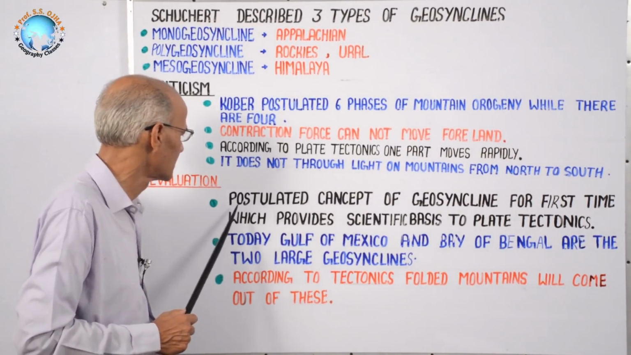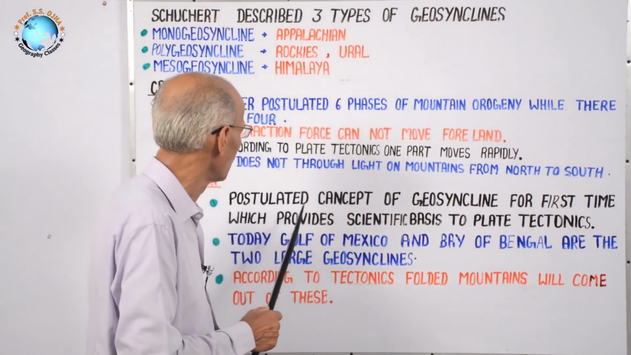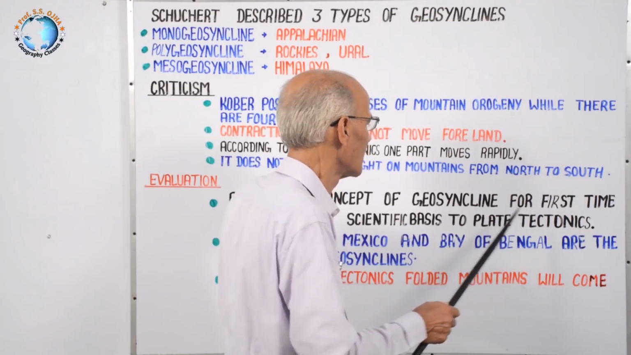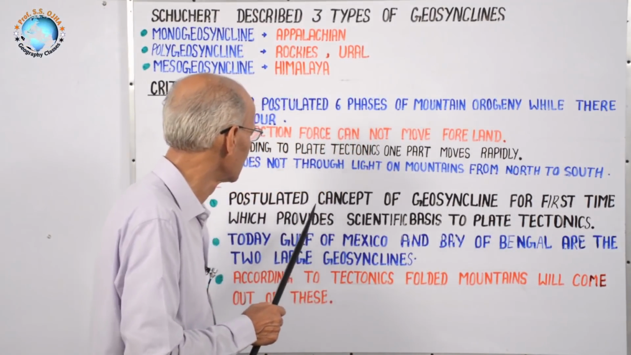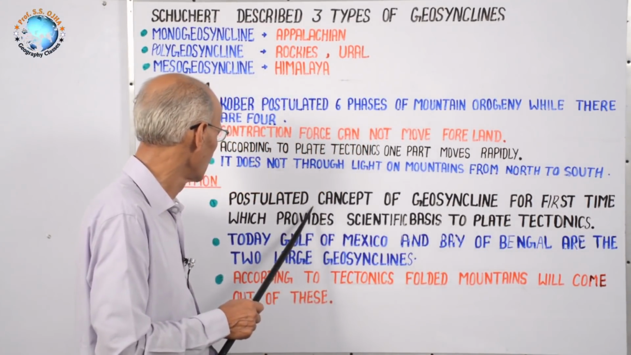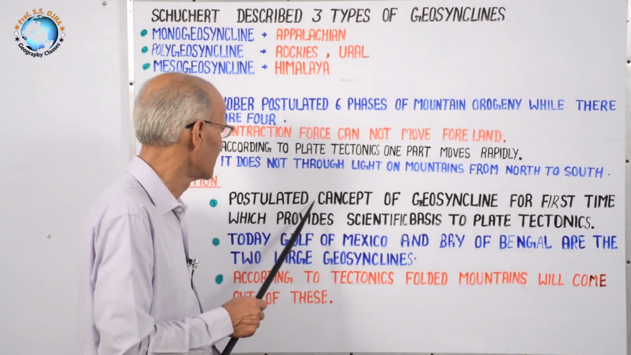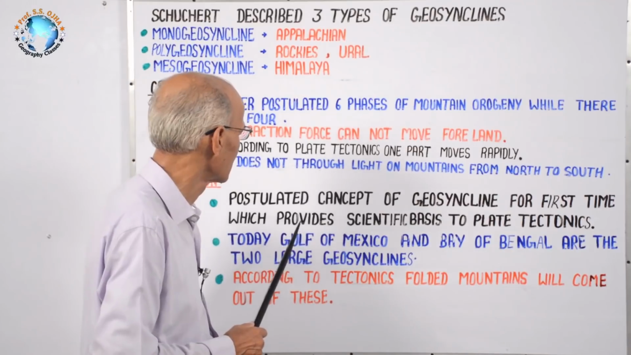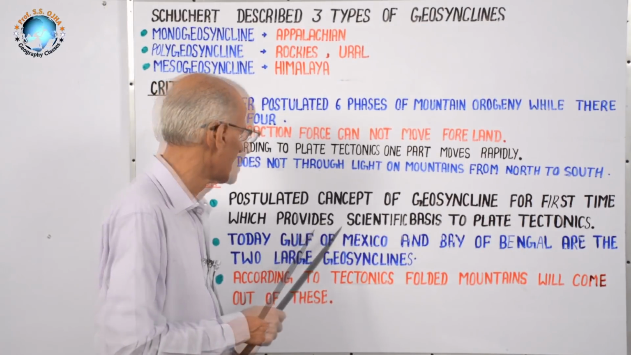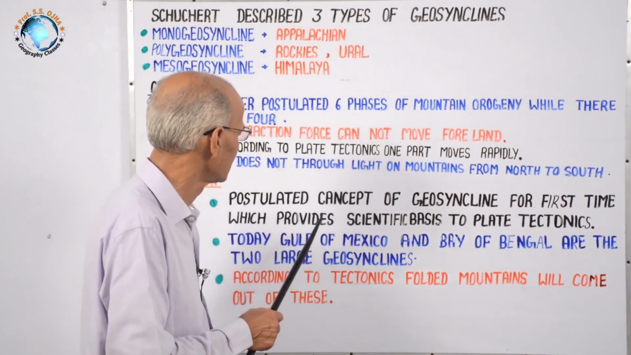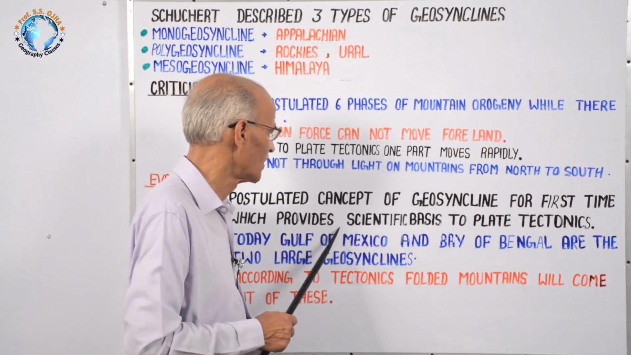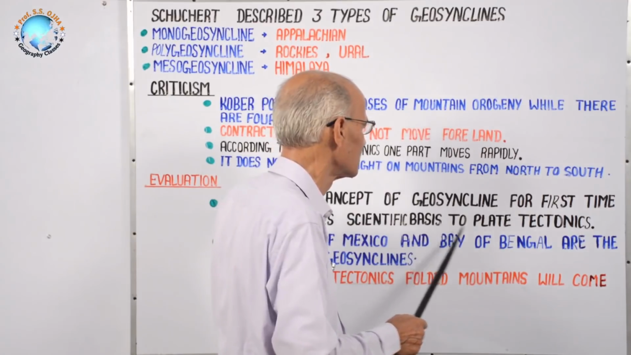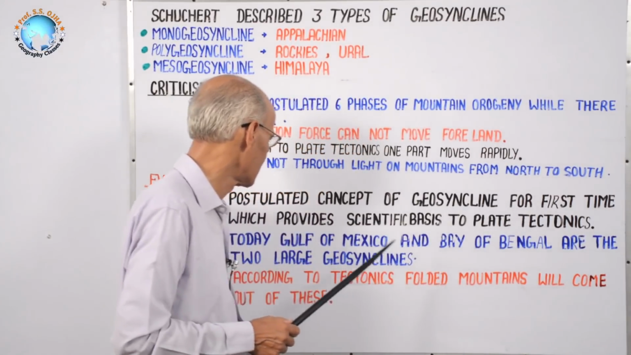So, in evaluation, the first point is that KOBER postulated the concept of geosyncline for the first time. Thus, the credit of geosyncline goes to KOBER. And this concept of geosyncline was later followed by other geoscientists related with the origin of folded mountains. Thus, it provided a scientific basis even to the plate tectonic theory.